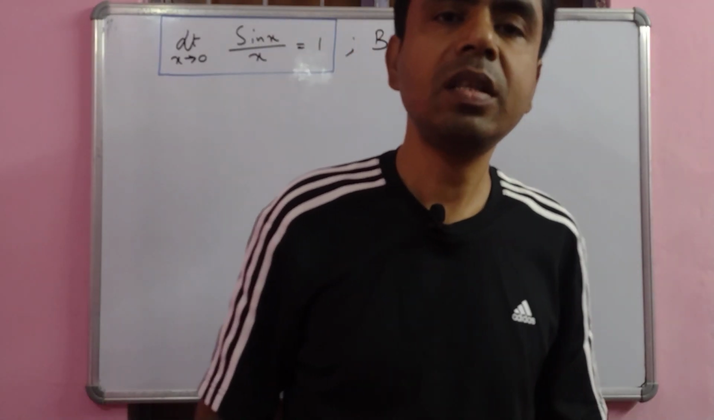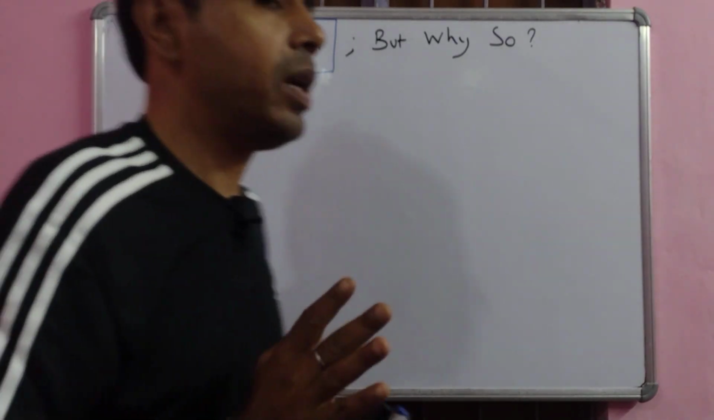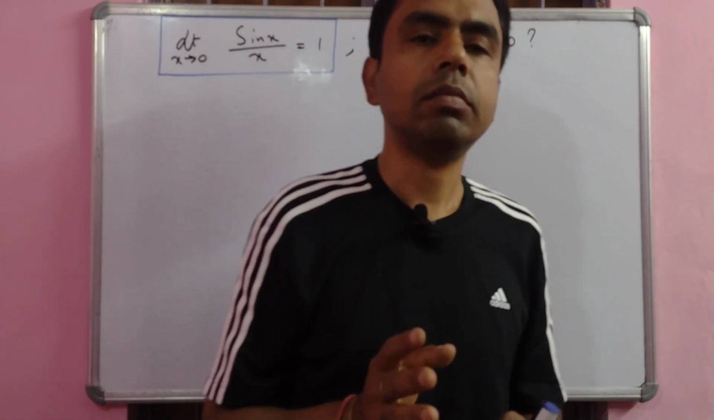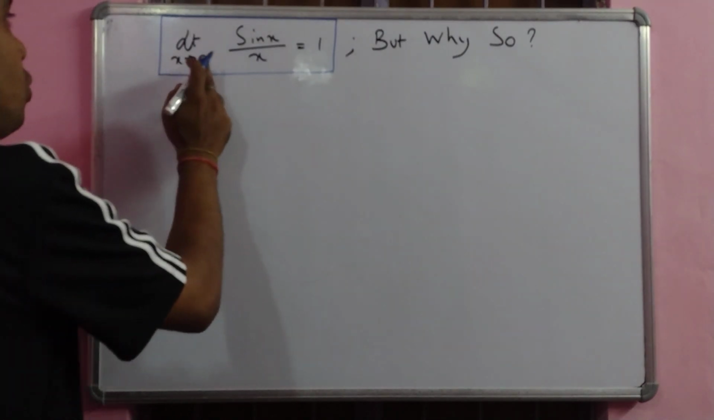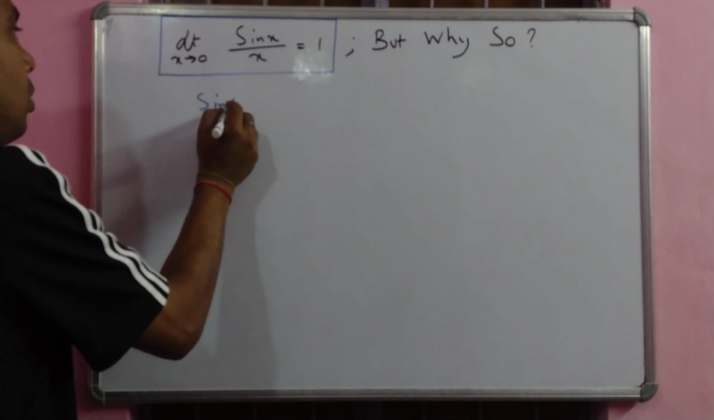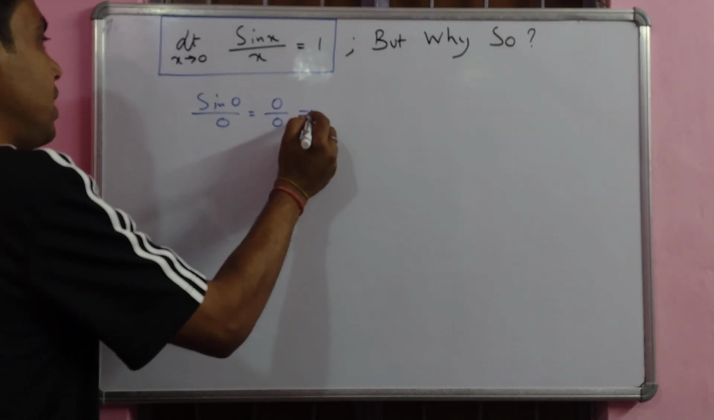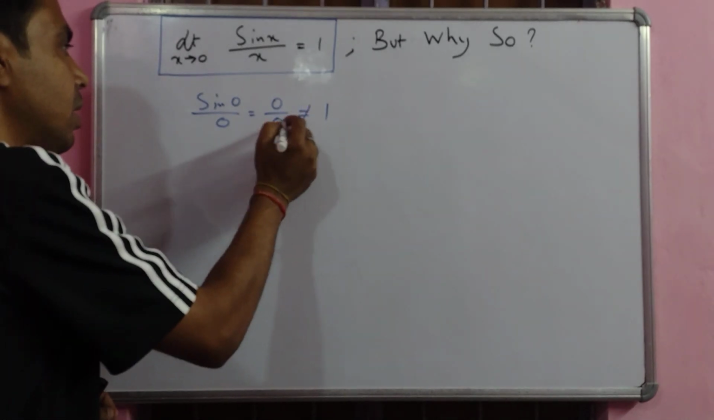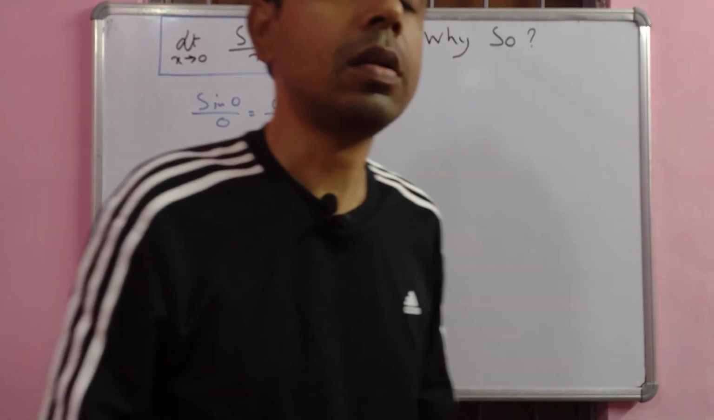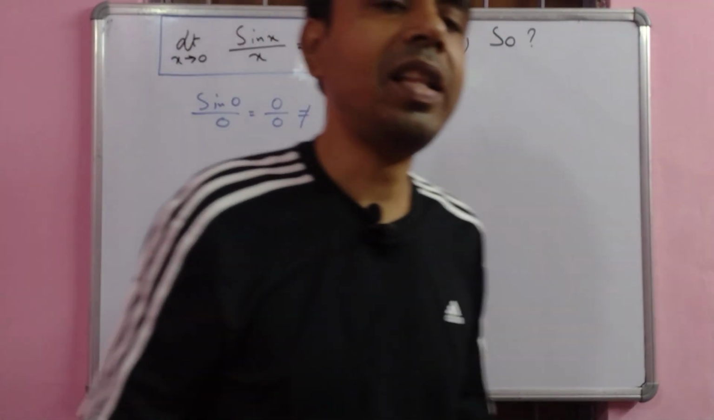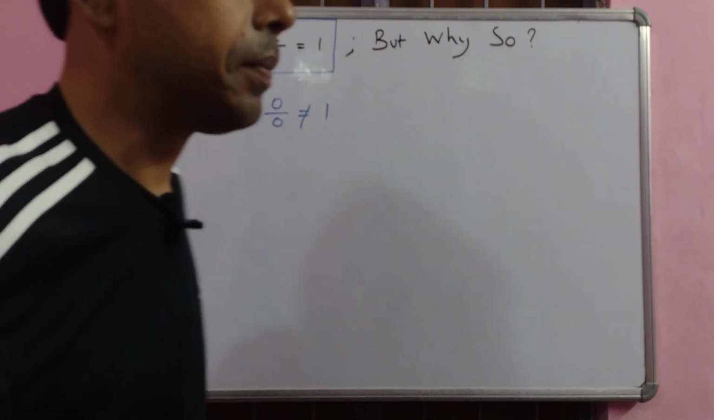Today our topic is this: limit x tends to 0 of sin x by x is equal to 1, the most fundamental limit. But why so? If we put x equals 0 here, we get sin 0 by 0, which is 0 by 0. Obviously this is not equal to 1, right? We can't say that 0 by 0 is 1. But why so? Why is the limit 1? The answer lies in the geometry.